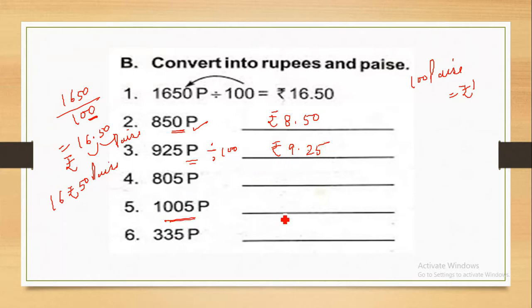If I go with that question, paisa is given, and this is going to be divided by 100. So that is rupee 10 and 5 paise. Clear? So these are the two concepts: how to convert rupee into paisa and paisa into rupee.